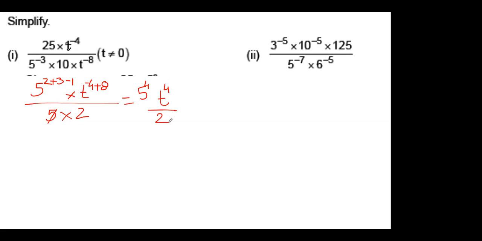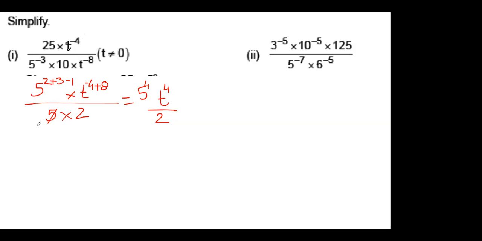Ma'am, why did you do 5 raised to 2 plus 3 minus 1? See, 5 square is 25. The 3 goes in the numerator, so plus 3. If you use the division rule also, it will be 2 minus minus 3, which is 2 plus 3. This 1 5 is also there, so I have subtracted 1 from the power: 5 raised to 1. In division, the minus 1 goes up. And then minus 4, and this minus 8 if you divide, becomes plus 8.